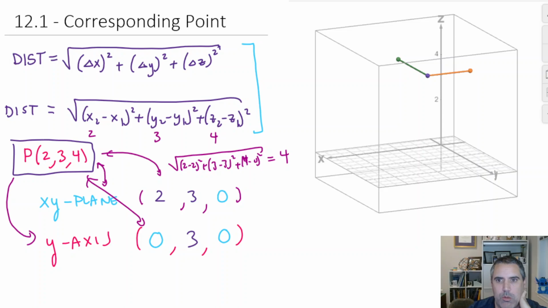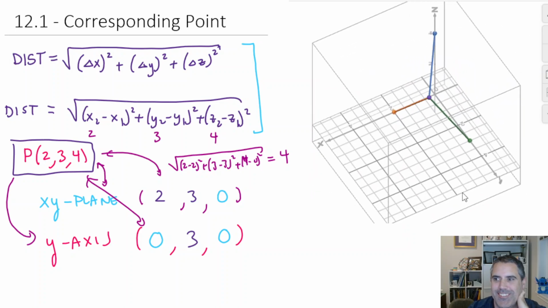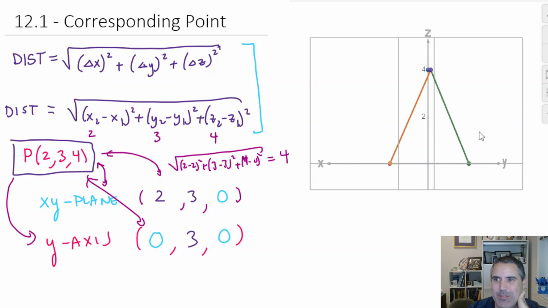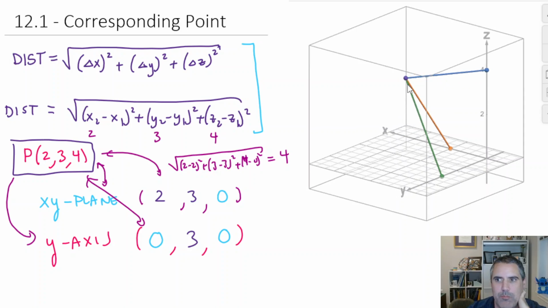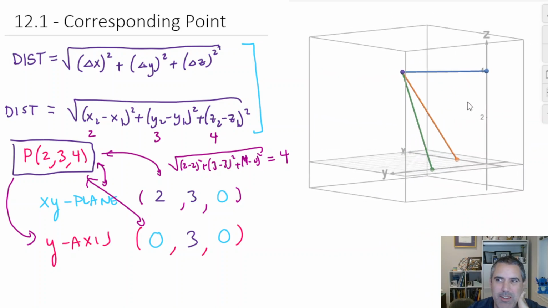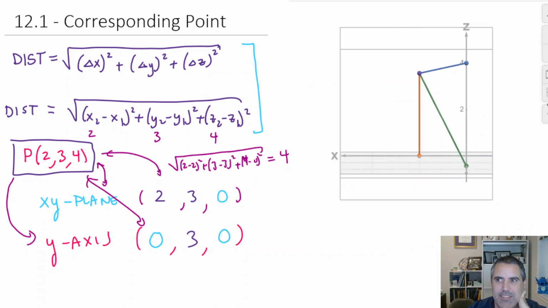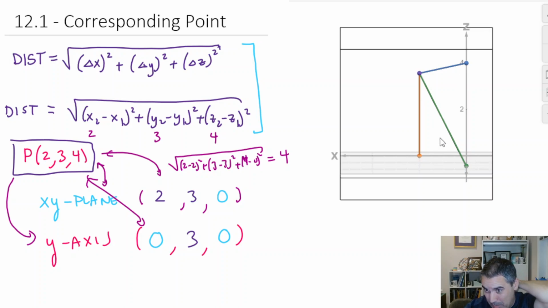Okay, the trickier one. What if I wanted to go straight to an axis? What's that going to look like? And I like making these visuals, so there we go. Whoa, that looks weird. It's kind of fun. But you can see if I go straight over, it's now a 2D problem. And so I'm going to need a 2D formula, but it's not as complicated as you think. It's just straight over.